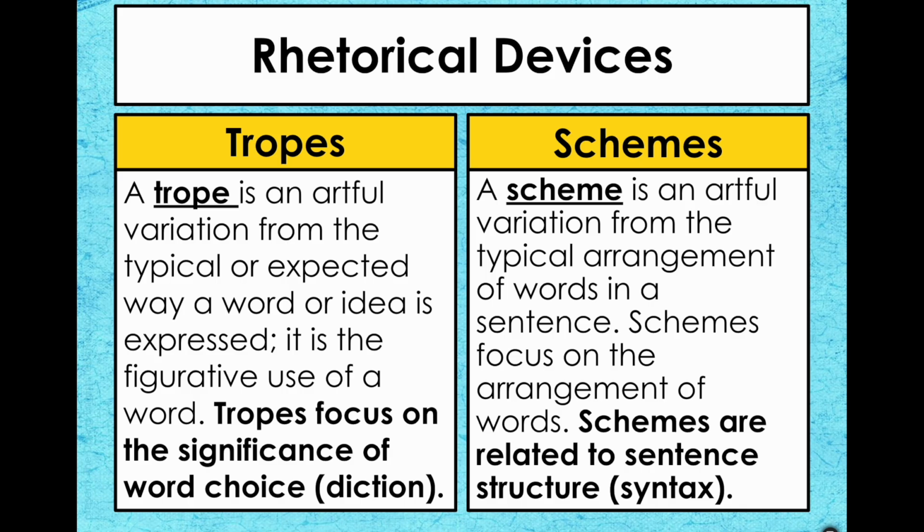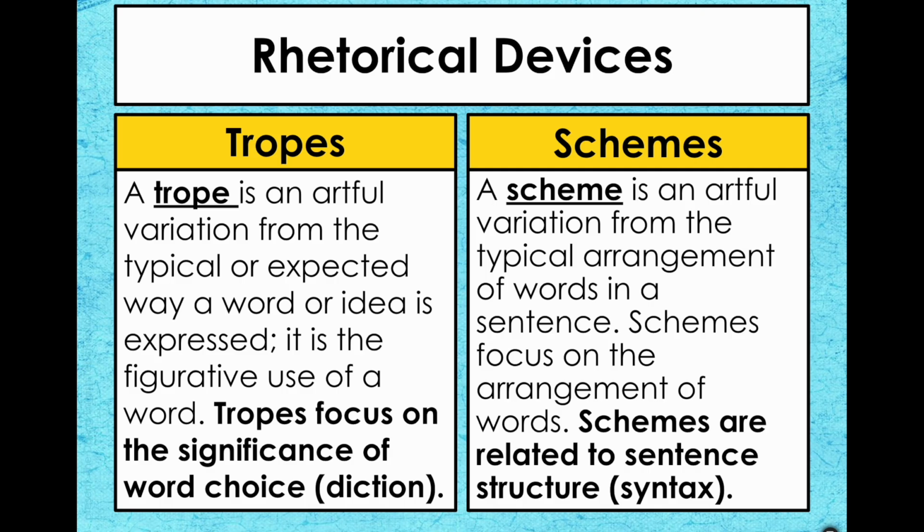Schemes, on the other hand, deal with structure, is what I would say. So I find it easiest to remember that schemes means structure because both of those words start with an S. So a scheme is an artful variation from the typical arrangement of words in a sentence. We also refer to that as syntax. So schemes are related to that sentence structure, and when we talk structure, another word for that would be syntax. So tropes deal with word choice. Tropes deal with more figurative use of language.